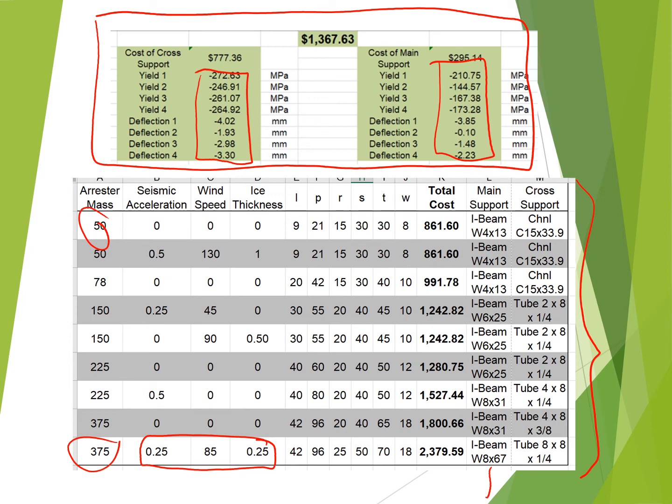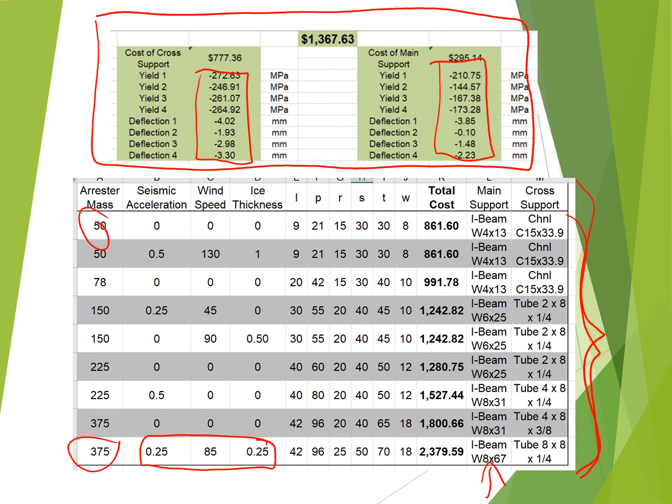In all cases, the I-beam was the cheapest option. So that is by far the easiest solution. We will always use I-beams. However, channels and tubes were both selected, depending upon the size. For smaller designs, channels were the most cost-effective. On larger designs, the channels were not strong enough.